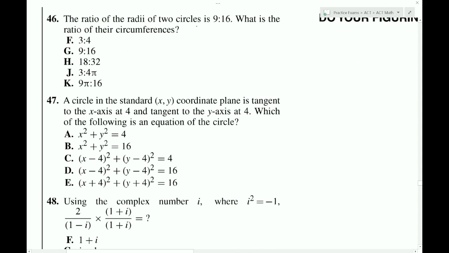The ratio of the radii of two circles is 9 to 16. What is the ratio of their circumferences? Okay, so we need a circumference formula, and in fact we would like it to be in terms of radius. So the formula we're looking for is this: c equals 2 pi r. And then we want to inspect what the proportionality is between circumference and radius. So in this case we can detect that it's a direct proportionality. In other words, the variables are directly related. So what that means is if I was to double the radius, the circumference would double in response.